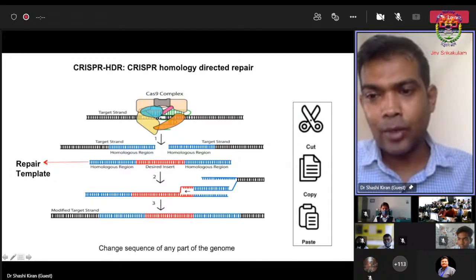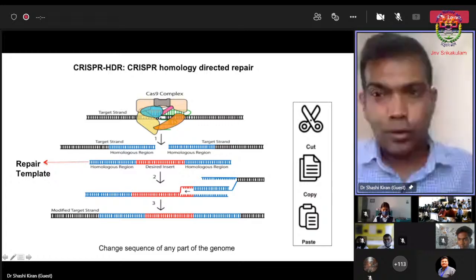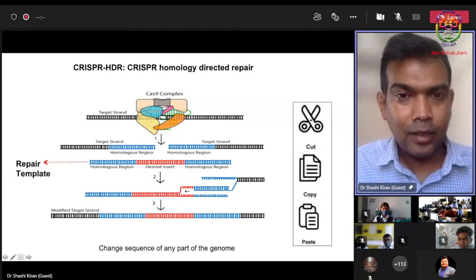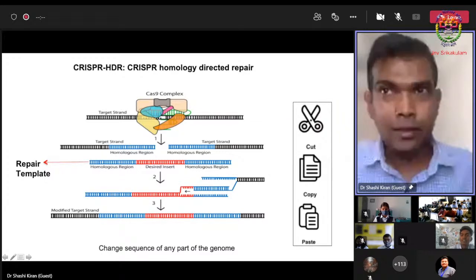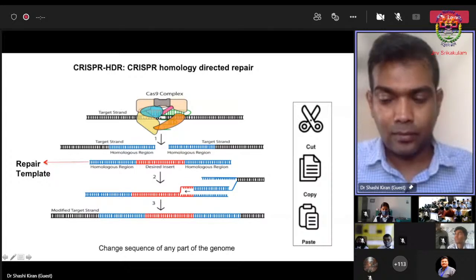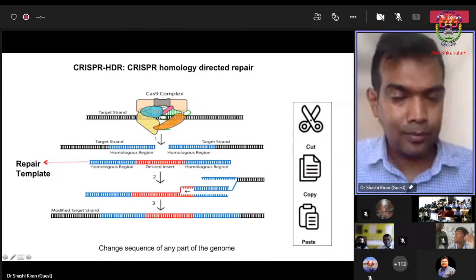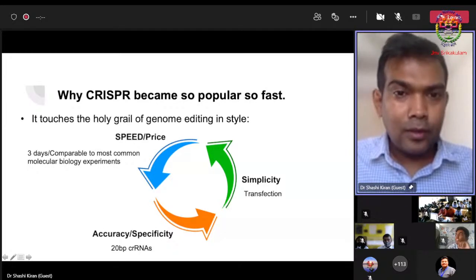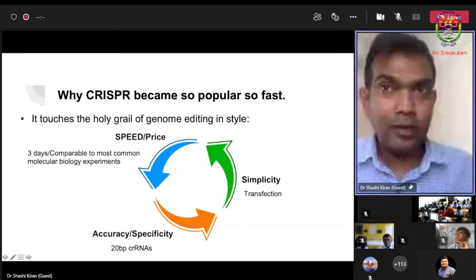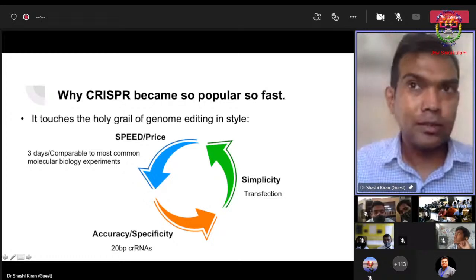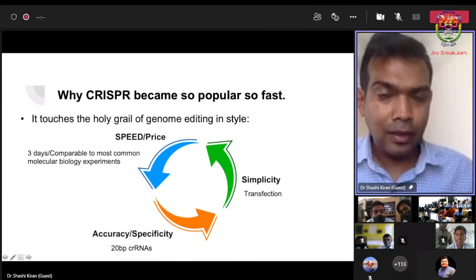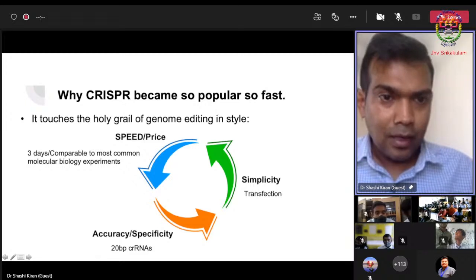So it's like a cut, copy, and paste mechanism. You cut whatever is not desired, copy whatever is desired, and paste it. And now we have the ability to do it very quickly and anywhere in the genome, at least in the experimental setup. And why is this so popular? Because although there were such methods earlier, it was not possible to do it in every lab. Now with this method, we can do it in every lab at a very high speed.